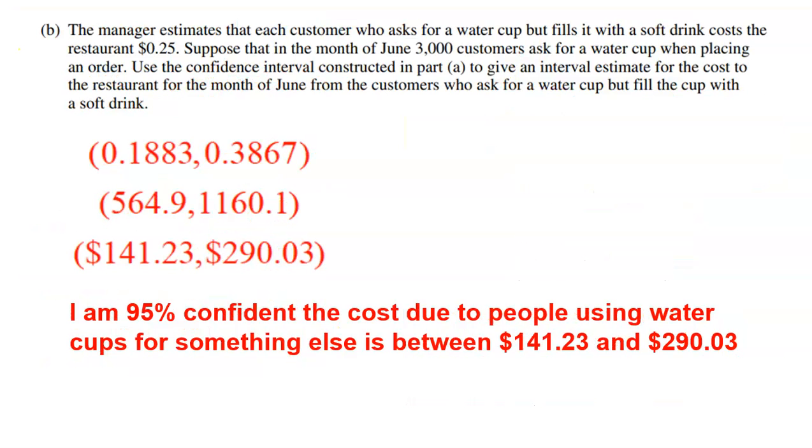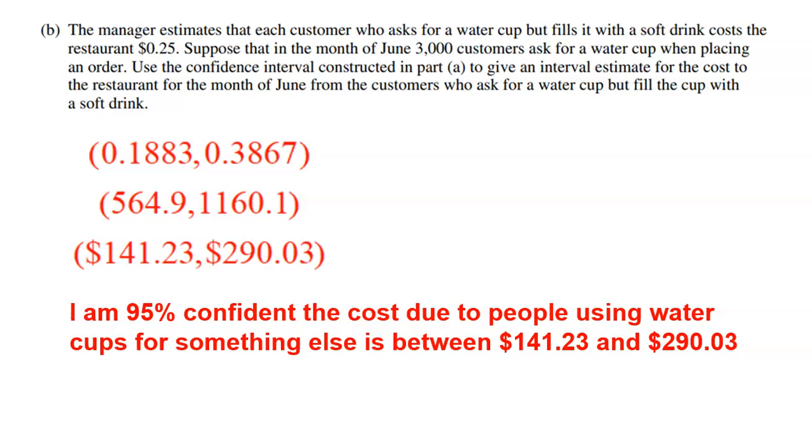Part B says the manager estimates that each customer who asks for a water cup but fills it with a soft drink actually costs the restaurant 25 cents because you're basically stealing. You're getting some free soda or pop or whatever you call it, wherever you live. I call it pop around here. But anyway, you're getting something for free when, remember, you asked for a water cup and didn't pay for it. So that per person costs about 25 cents.